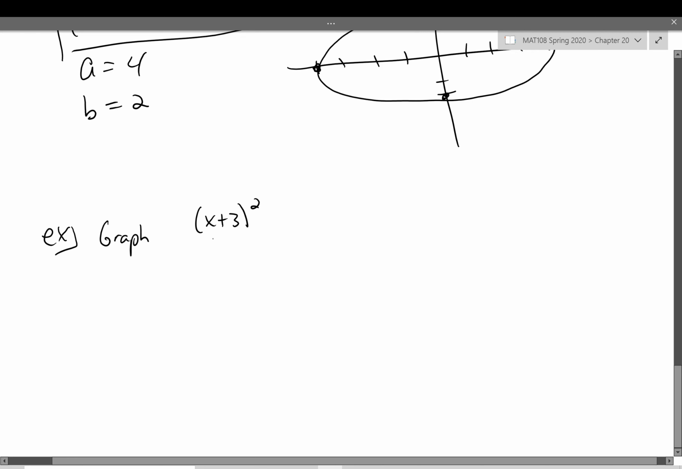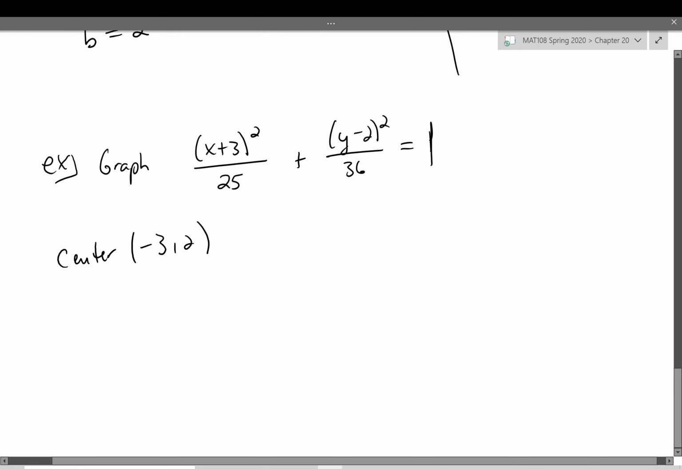(x + 3)² over 25 plus (y − 2)² over 36 equals 1. Okay? Now this is already in the form that we want. So our center is going to be (−3, 2). A is going to equal, well, remember 25 is 5 squared, so A is going to equal 5, and B is going to equal 6 because 6 squared equals 36.